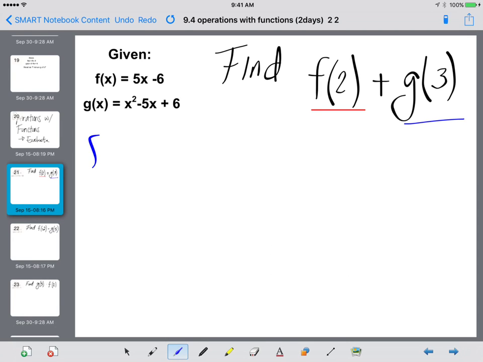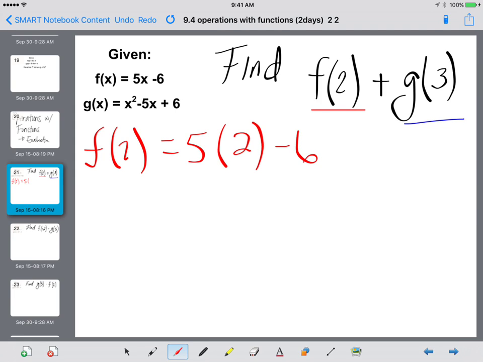So if I want to find f of 2, let me change colors first. I want to find f of 2. I just need to plug 2 in for x. So that says 5. Instead of x, I'm going to replace it with a 2 minus 6. So f of 2 equals 5 times 2 is 10, and 10 minus 6 is 4.